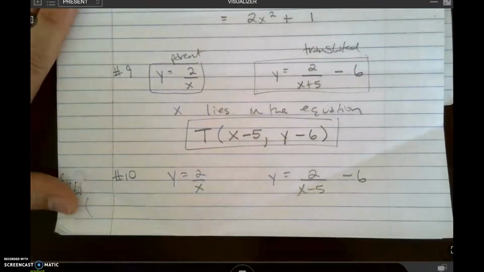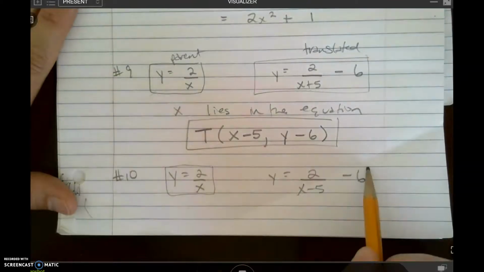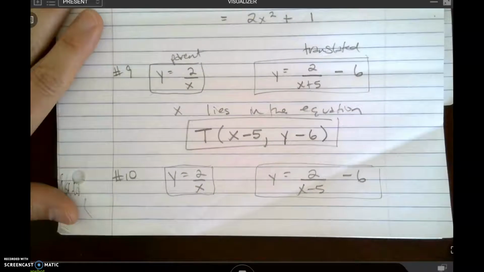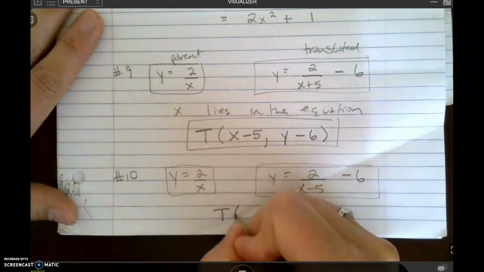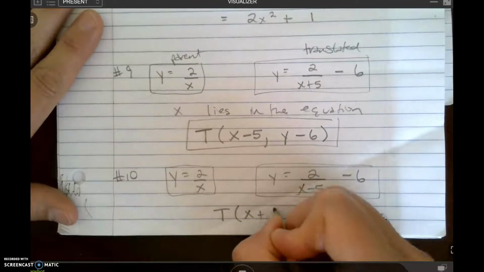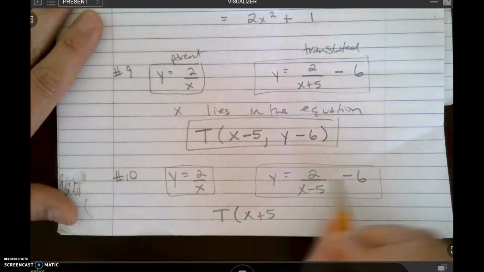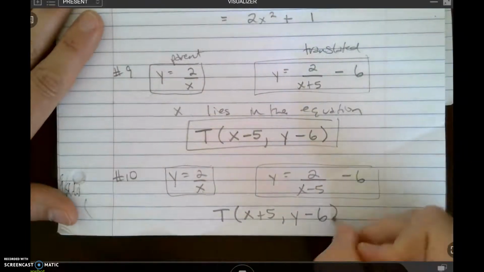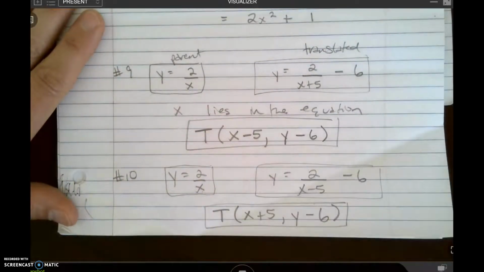And so for number 10, again, this is the parent function, and this is the translated function. Notice that in the equation, I went from x to x minus 5. So in the rule, that's going to be x plus 5, since x lies in the equation. And I have y minus 6, because y tells the truth. So that's my translation rule for number 10.